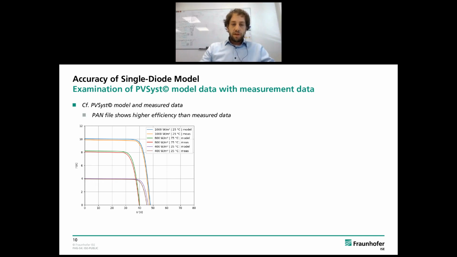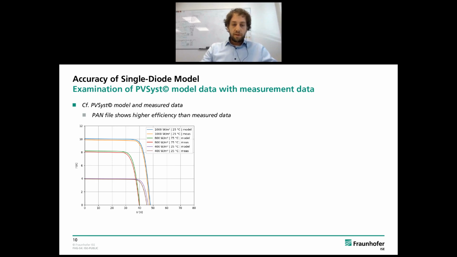So we did a comparison between measured data from our accredited test lab at Fraunhofer ISE and the model data that we got from PVSYST, which normally comes from the manufacturer. And you see here the first differences. These are 3 different curves at different irradiances and different temperatures. And we see that the model which is used for the simulation is better than the data that we got from our measurement. So that was one of the first things that we saw.